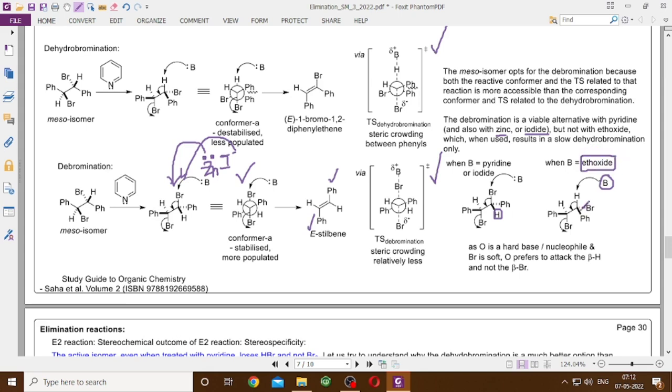So even though the debromination transition state lacks the phenyl-phenyl eclipsing interaction and the population for the debromination reaction is higher, sodium ethoxide simply cannot react in this manner, and therefore even though the phenyl-phenyl eclipsing interaction has to be accommodated in the dehydrobromination reaction, it undergoes only dehydrobromination.